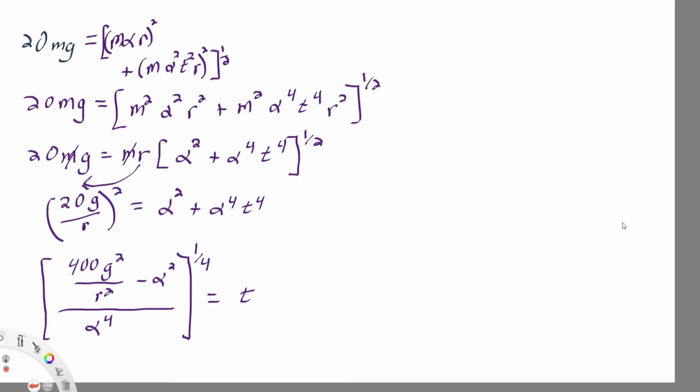Since you took an m, wouldn't there be an m inside the parentheses? Well, I factored out an m. So this m and this m got factored out of the two terms under the radical. And then when I brought them all the way out of the square root, the square root of m squared is just m, which then canceled with the m on the left-hand side of the equation.